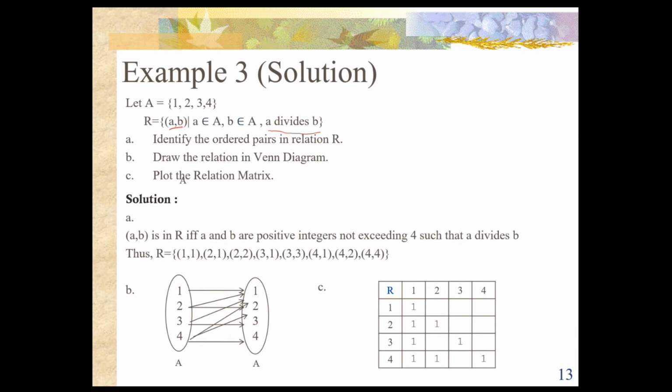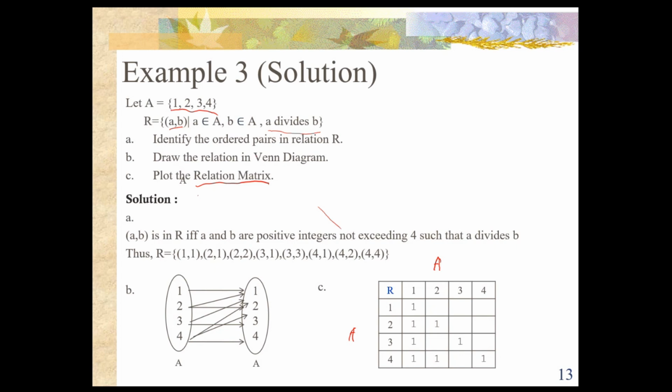Then the next question is to plot the relation matrix. Okay, so on the top here, because you only have one set, obviously the elements will be the same: 1, 2, 3, 4. For the rows and columns, 1, 2, 3, 4, and 1, 2, 3, 4.